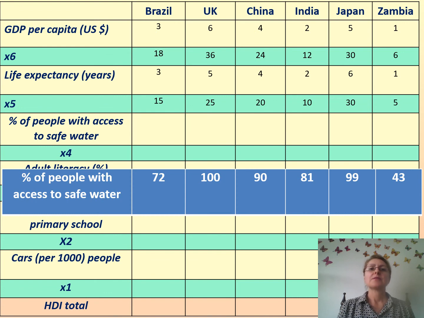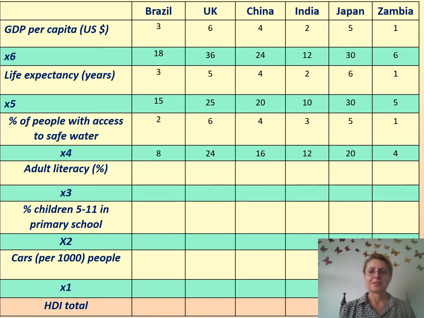And again, for percentage of people with access to safe water, have a go at ranking and multiplying by 4 yourself. Press pause now to complete this task. Green pen your answers.